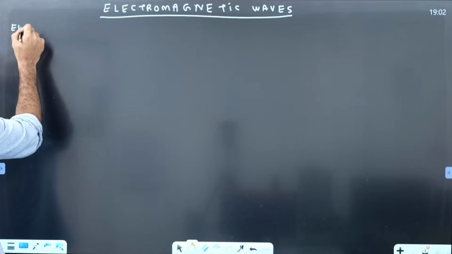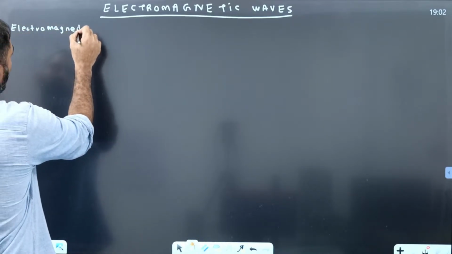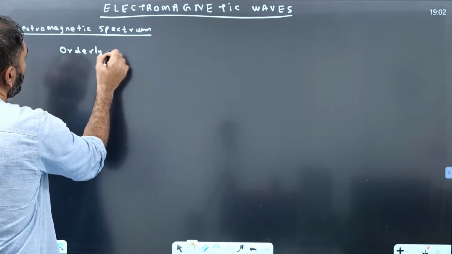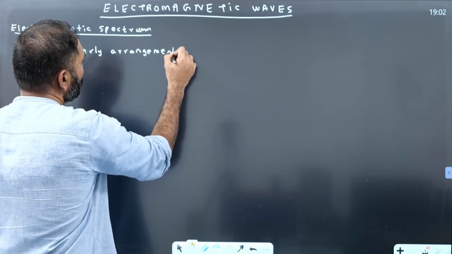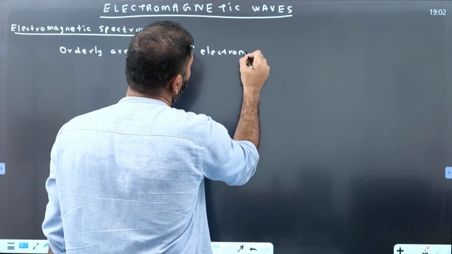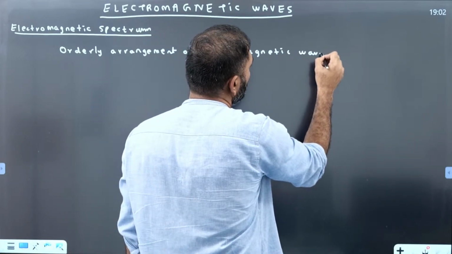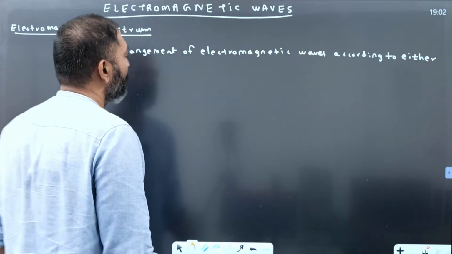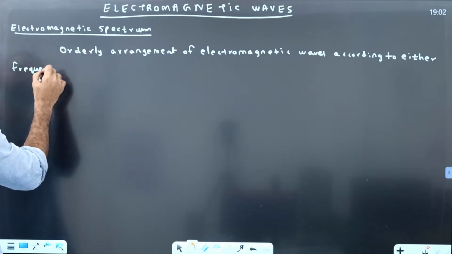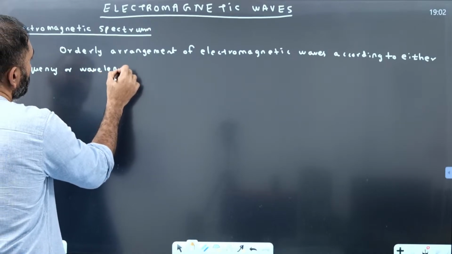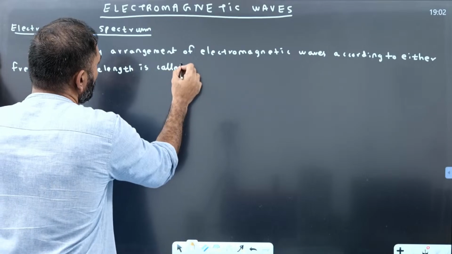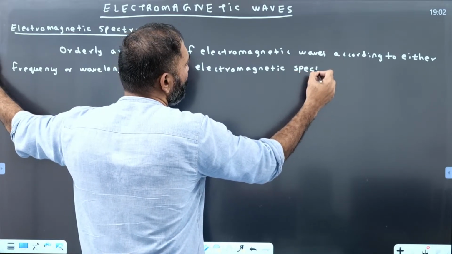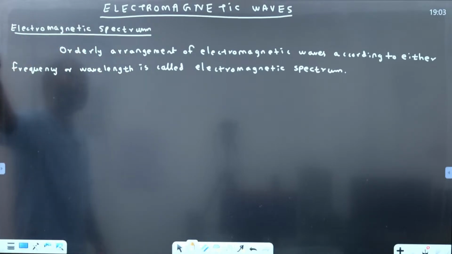Now, in this chapter, first of all, we should know what the electromagnetic spectrum is. Electromagnetic spectrum: the orderly arrangement of electromagnetic waves according to either frequency or wavelength is called the electromagnetic spectrum.